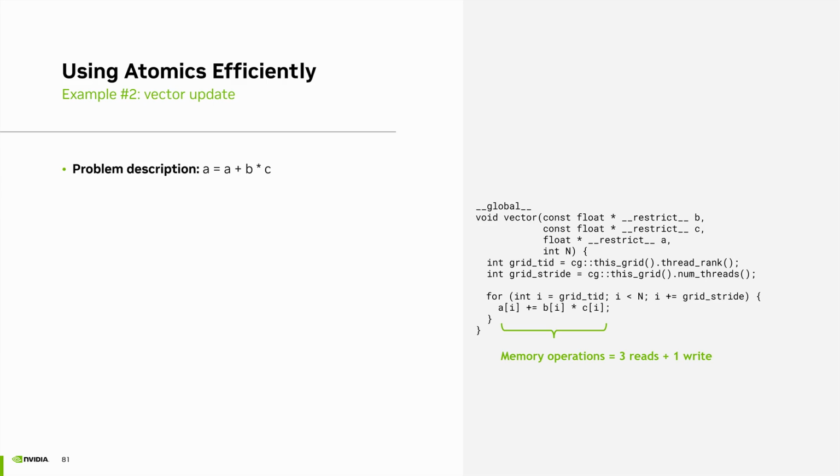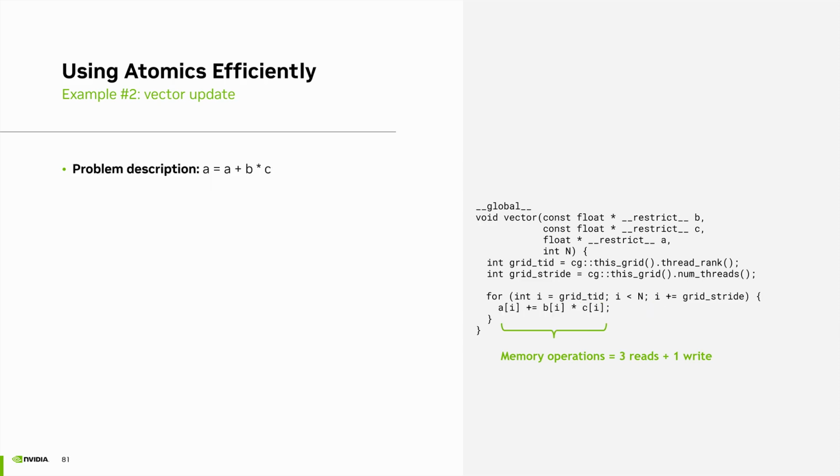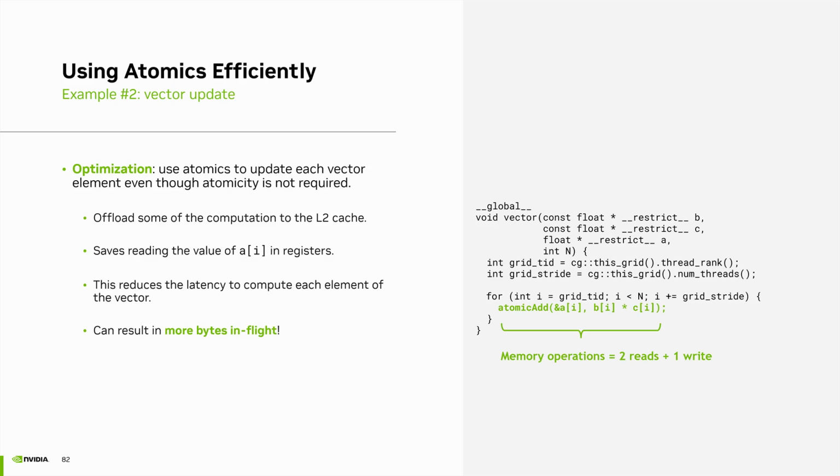So another example, which is a bit unconventional because it's not using atomics in the first place. Okay, so let's say, again, we have a vector update. So we have each thread doing a grid stride loop and updating an output element in a vector, okay? So what happens here is that we basically have 3 reads in our loop and 1 write, okay? What we can do instead is replace this vector update with an atomic add operation.